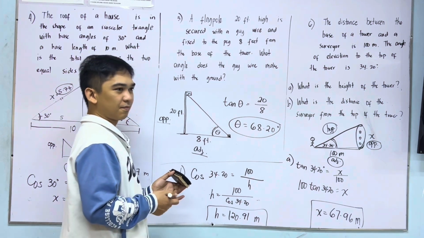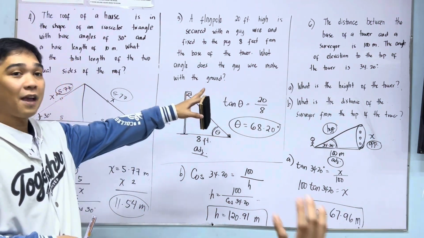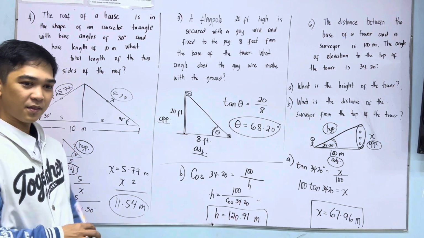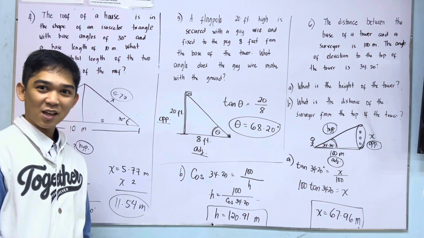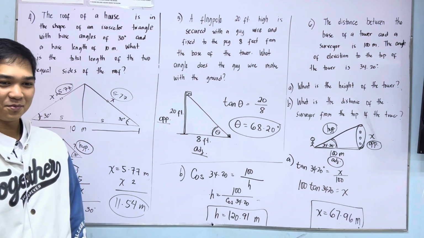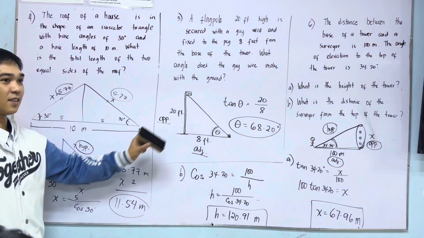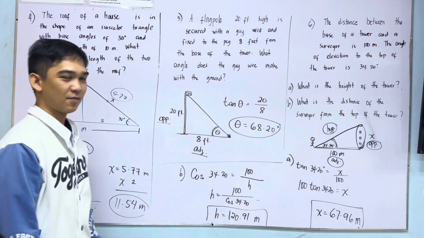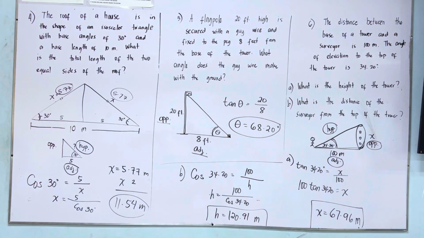Okay, 5 points each, 5 sa A, 5 sa B. Anong checking, sir, sa A and B? Tig 10-10. 40 dapat yan, dalawa. Sir, paano pag 20?